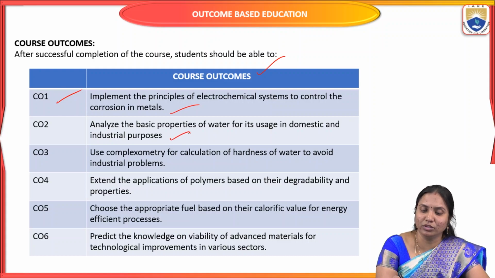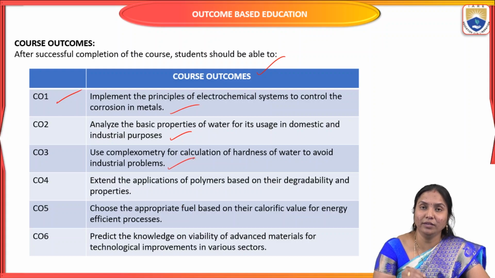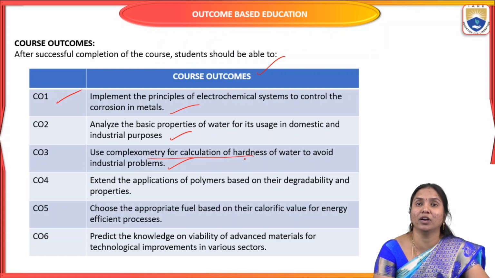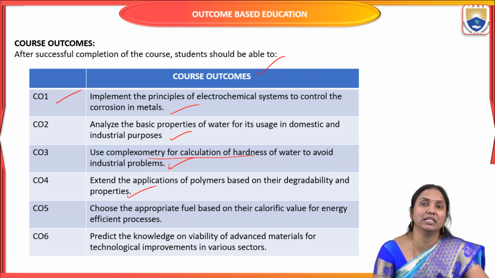Coming to the second module, related to CO2: analyze the basic properties of water for its usage in domestic and industrial purposes. In CO3, students should be able to use complexometric methods for calculation of hardness of water to avoid industrial problems. It is related to module 2, water and its technology. CO4 is extend the application of polymers based on their degradability and properties. It comes under module 4, polymer technology.